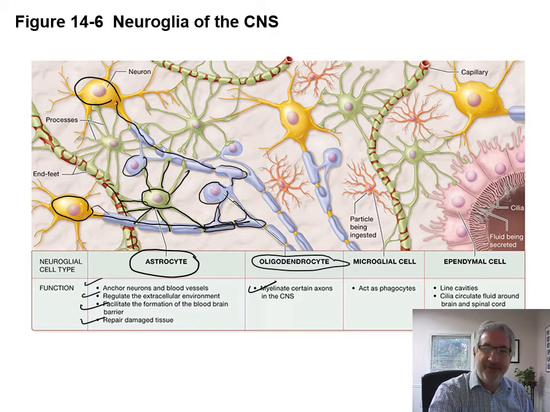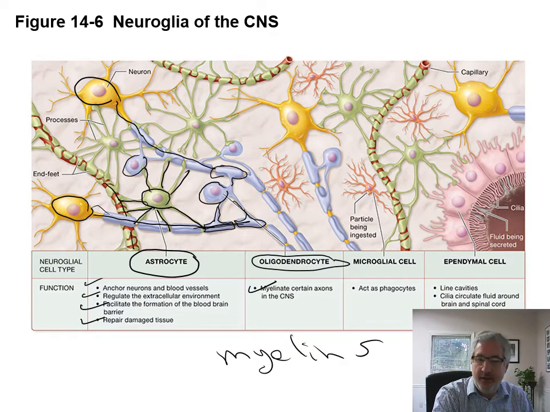So it wraps around an axon of more than one neuron. It's not exclusively wrapping around only one neuron. It's reaching out and touching other neurons and wrapping around them and producing what's called a myelin sheath. And then we're going to talk about what a myelin sheath is, and so that's why it says it myelinates certain axons. Then you also have microglial cells, so they're little small cells.